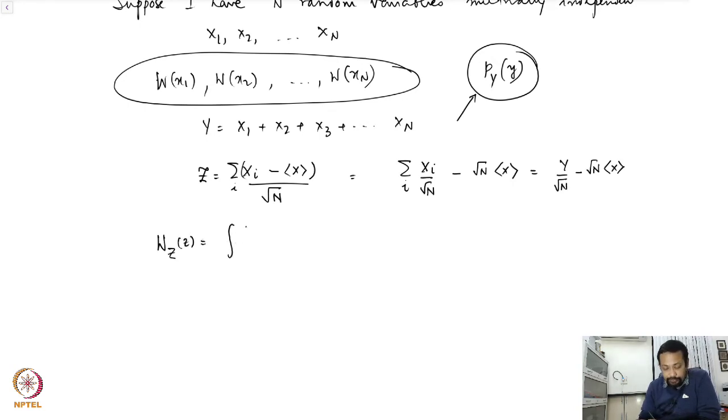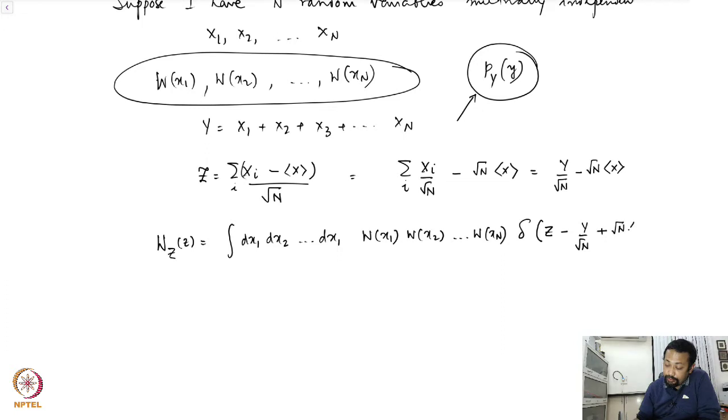Then w_z(z) is of course the integral dx1, dx2, ..., dxn, w(x1), w(x2), ..., w(xn), right? Not only that, I also have to make sure that z has this particular form, which means the delta function of z minus y over square root n plus square root n times average x.